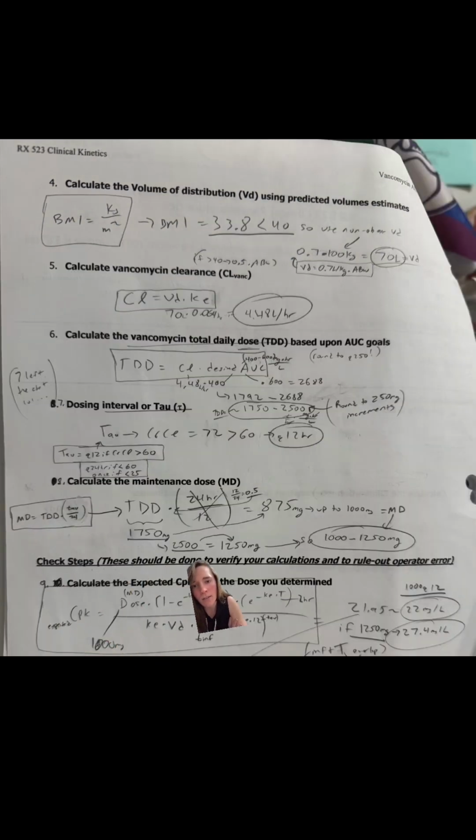Next, we're going to do some check steps to make sure that our math is right. So first, we're going to calculate an expected peak from the dose we determined. This is a long equation. I'm going to put it all at the end too, by the way. So we have dose times 1 minus e to the negative k times time of infusion, which is 2 hours, times e to the negative k times t, or distribution time, which is also 2 hours, divided by k times Vd times time of infusion, which is again 2 hours, times 1 minus e to the negative k times tau, which is 12. We're going to do this for both 1,000 and 1,250 milligrams, and we get 22 milligrams per liter, and then also 27.4 milligrams per liter.